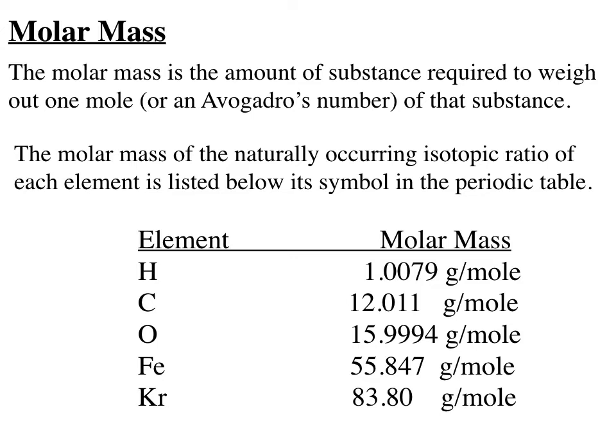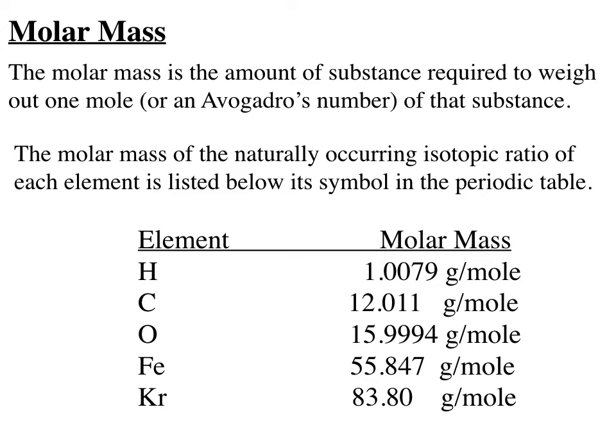If you weigh out 12.011 grams of carbon atoms, you have an Avogadro's number of carbon atoms, 6.02 times 10 to the 23rd of them. A mole of oxygen, as you see, weighs 15.9994 grams. A mole of iron atoms, to get an Avogadro's number of them, you would weigh out 55.847 grams. And then, of course, krypton, you see 83.80 grams to get an Avogadro's number of those.